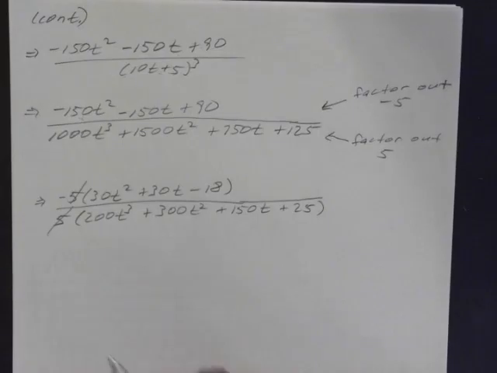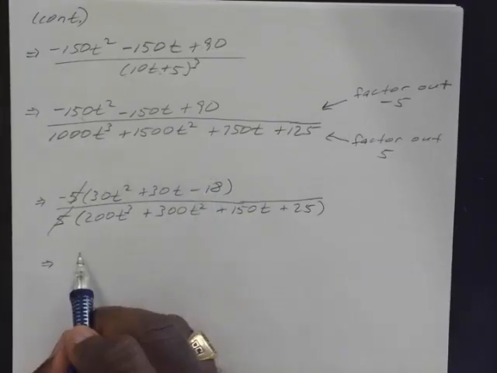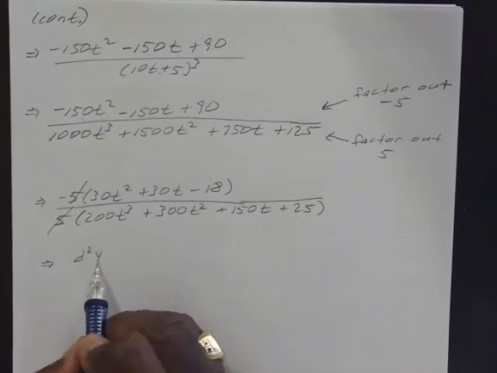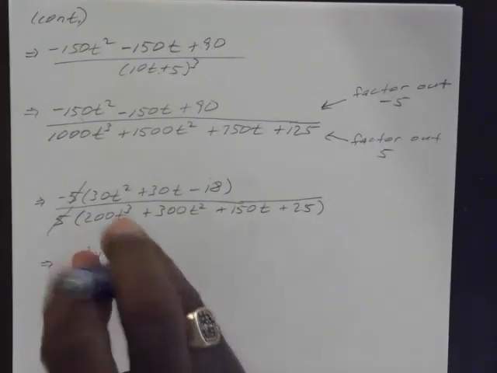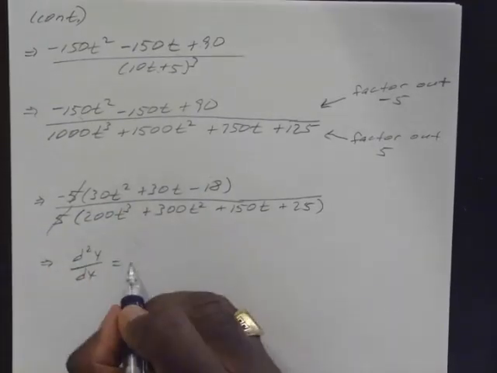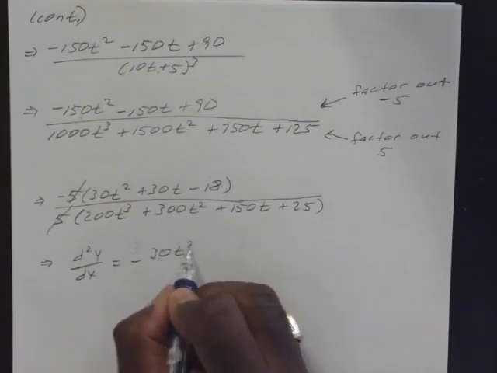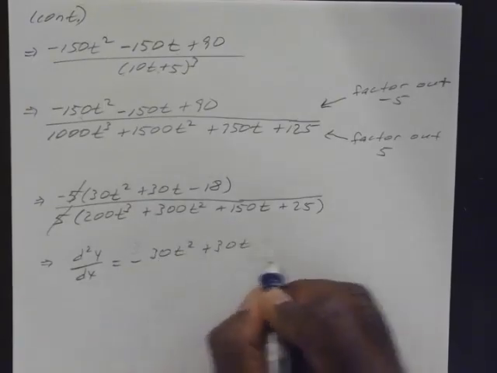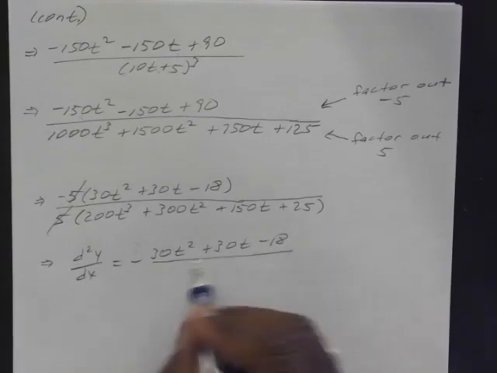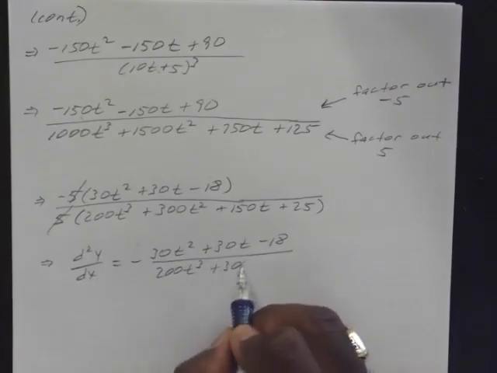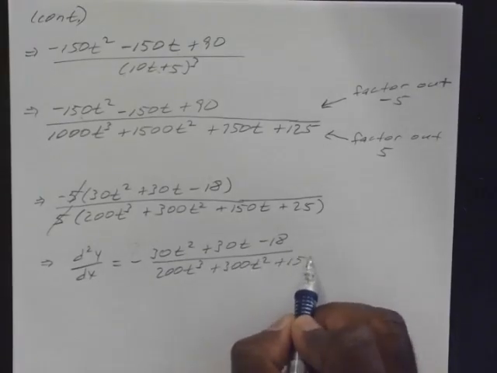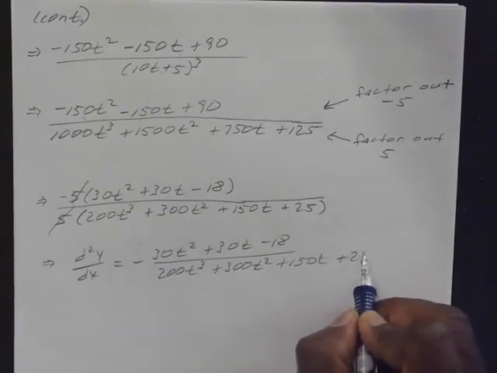Okay, so that leaves us with, actually, if it wasn't for that 18, we probably could have simplified it a little bit more. Our second derivative with respect to x is equal to negative 30t squared plus 30t minus 18 divided by 200t to the third power plus 300t squared plus 150t plus 25.